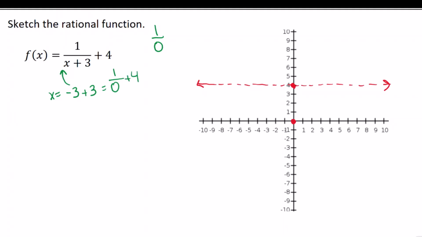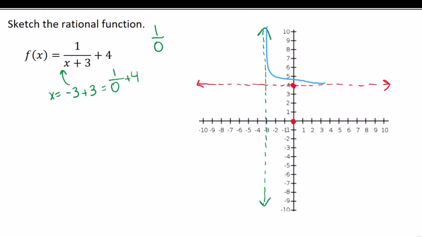So I'm going to graph this dashed line that runs right through x equals -3, because we know when we graph our rational function, we can't go over that at all. There's going to be a gap. It's discontinuous. So now I'm going to go ahead and graph my rational function.